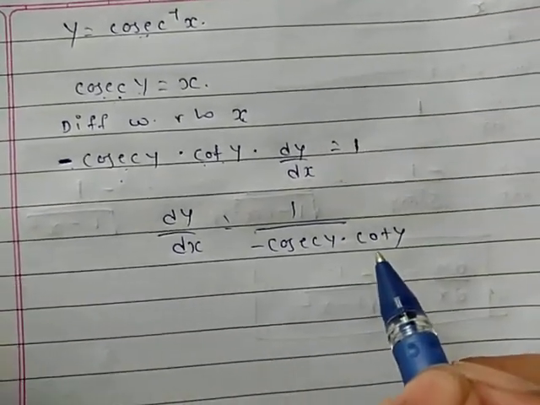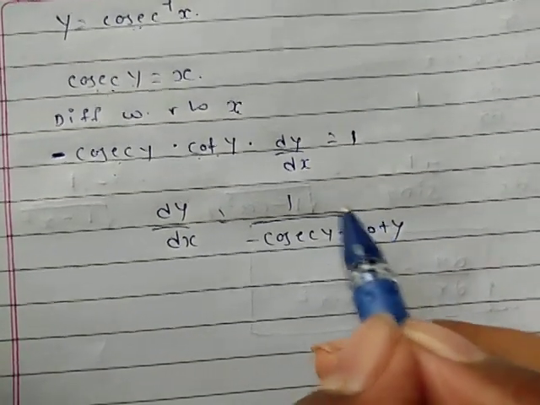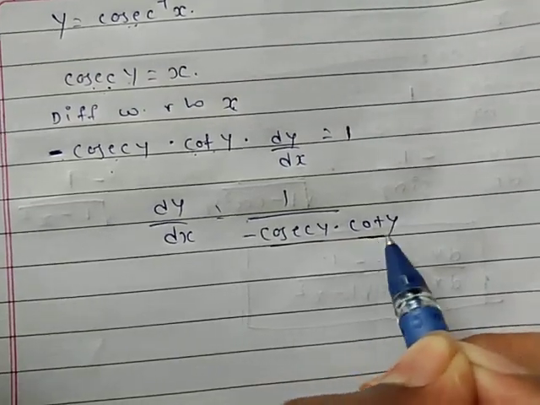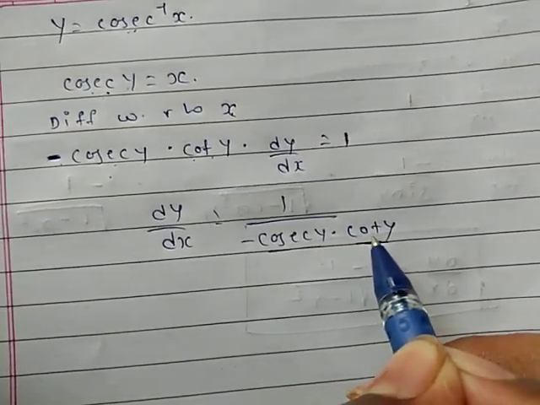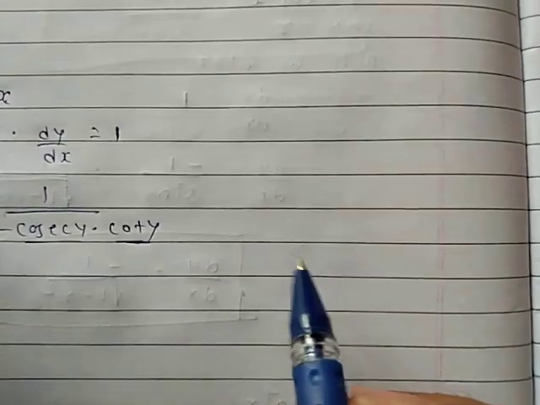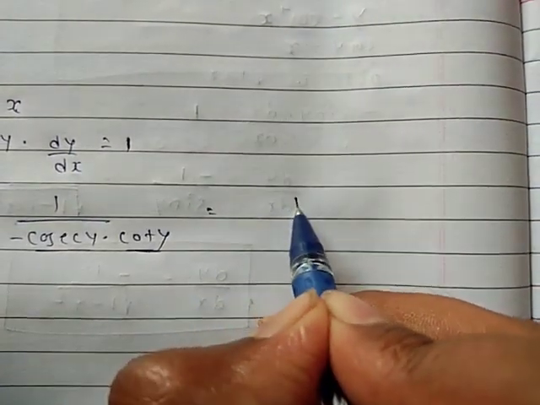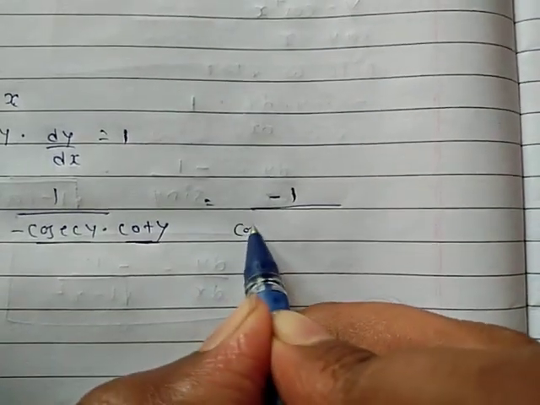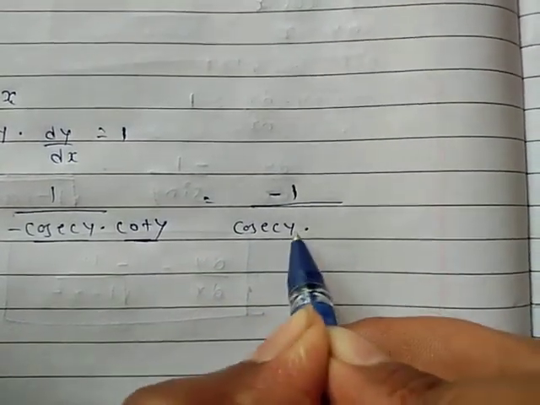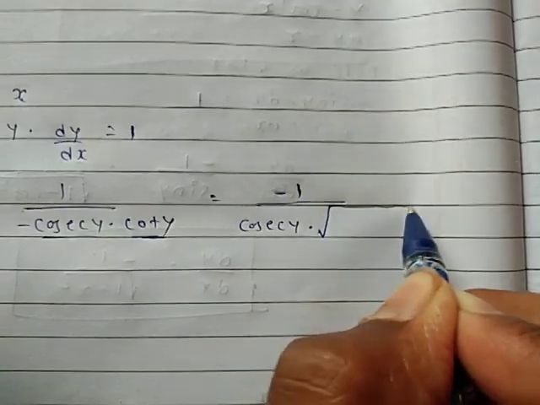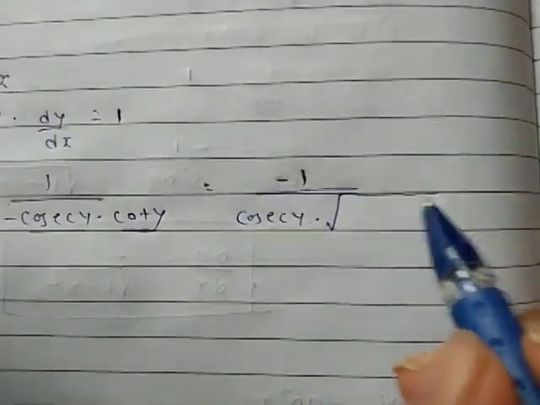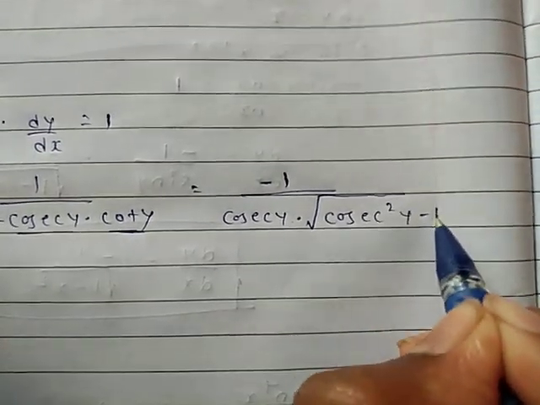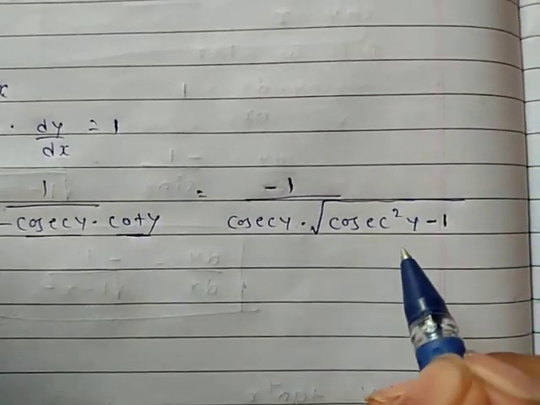Since we need to convert the whole thing in the form of cosecant, we need to apply the identity for cot y in the form of cosecant. So minus 1 divided by cosecant y into, what is the identity for cot y in the form of cosecant? It is nothing but the square root of cosecant square y minus 1.